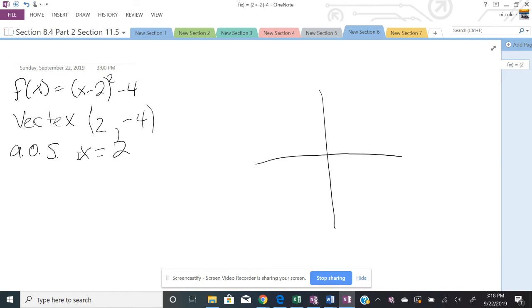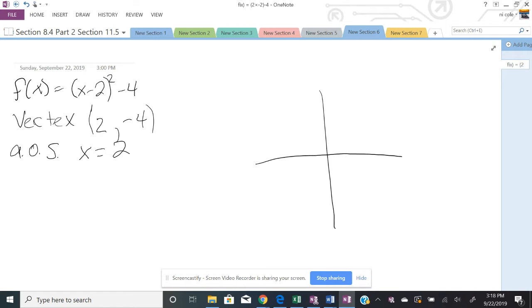And don't forget, make sure you write x equals 2. Do not give me 2 what? $2, 2 days, 2 something. It's an equation. X equals this. So I've got 1 point to be able to graph my parabola.